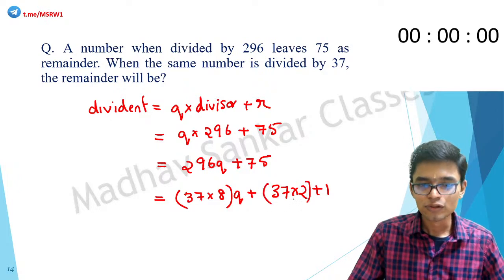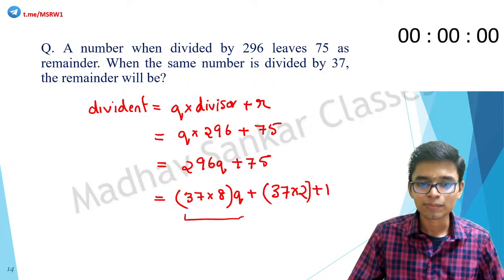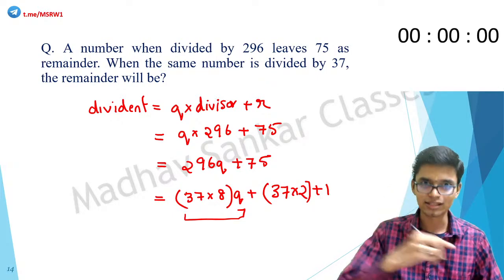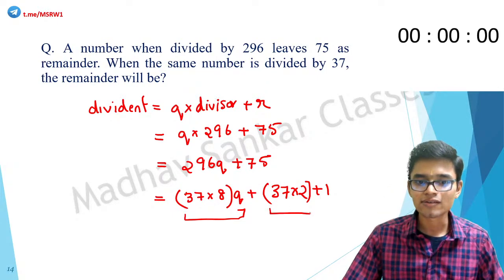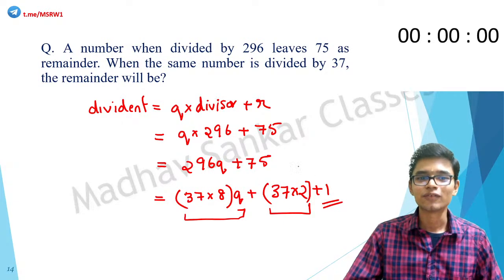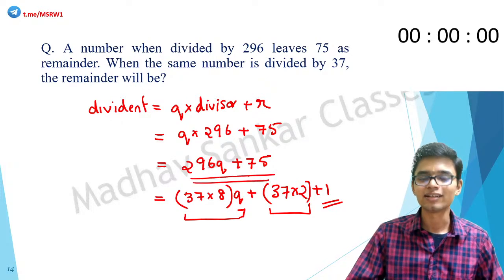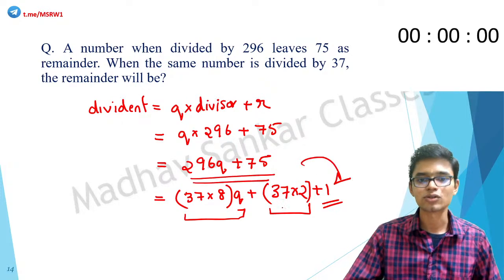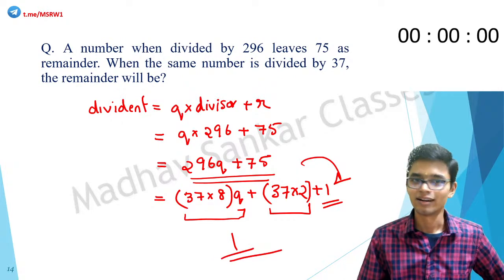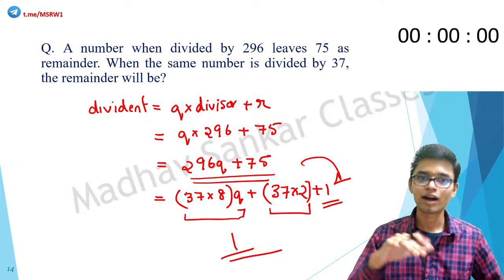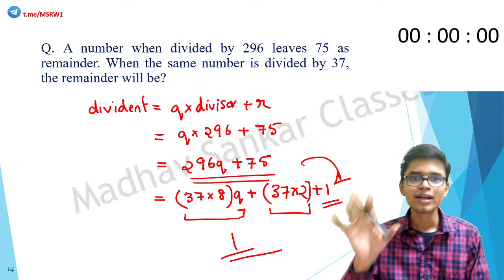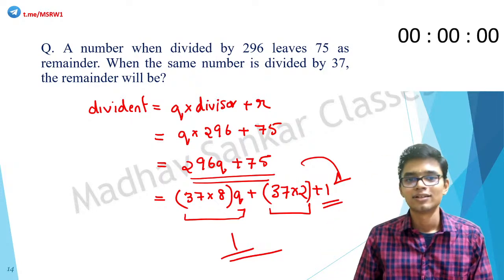Okay. So if you look at this term, it is perfectly divisible by 37 because there is a 37 here. So if we divide it by 37, we can cancel that out. This term is also perfectly divisible by 37. So what is the remainder? 1. So when you divide this number by 37, the remainder that you get is 1. So the answer to this question is 1. Understood? Don't worry, you do not have to find the full number. You can find the number in terms of q or r or whatever and then work on that.